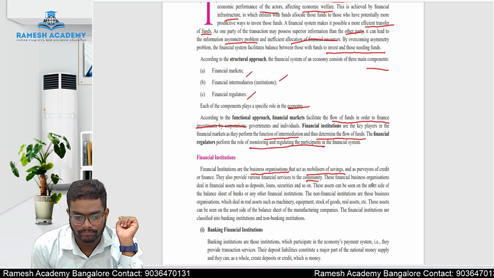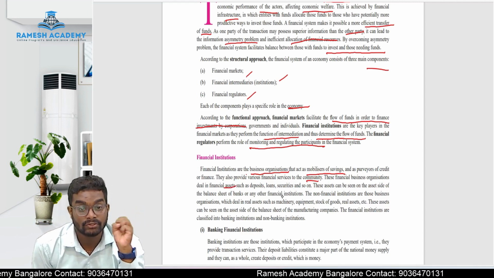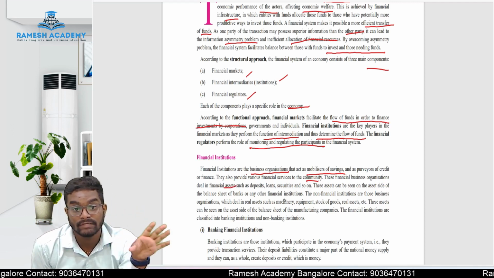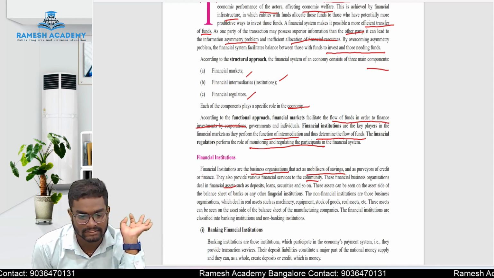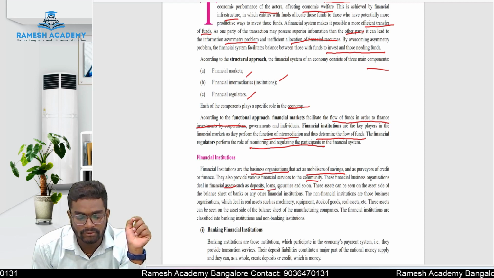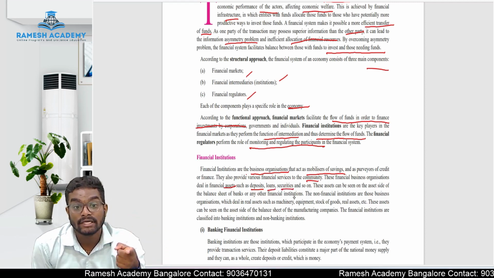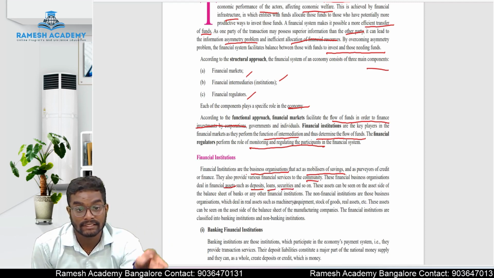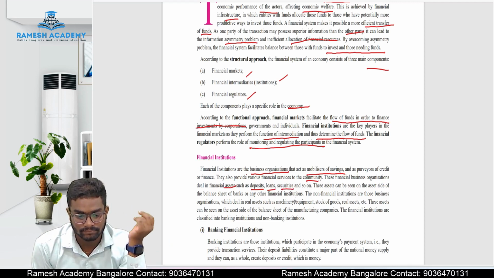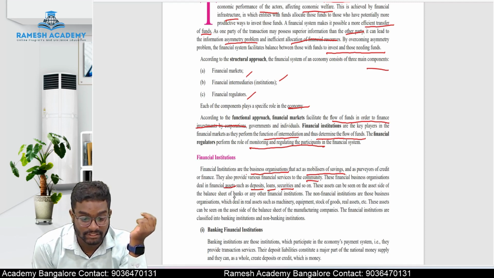Financial business organizations deal with financial assets. They only deal with financial assets. They don't deal with land and building, etc. Only financial assets. For example, deposits, which may be RD or FD. Loans, if you are taking any loan. Securities, the shares or other securities like debentures, bonds, and so on. These assets can be seen on the asset side of the balance sheet of a bank and any other financial institution.